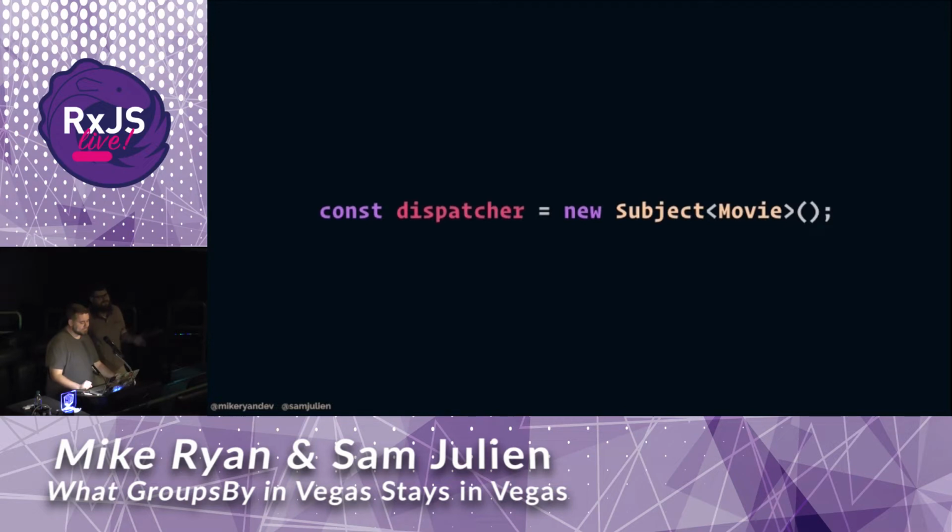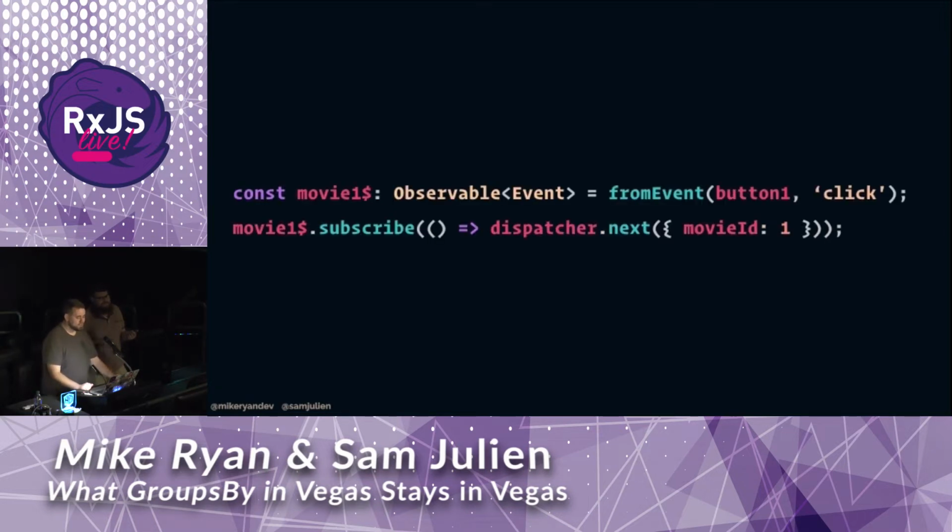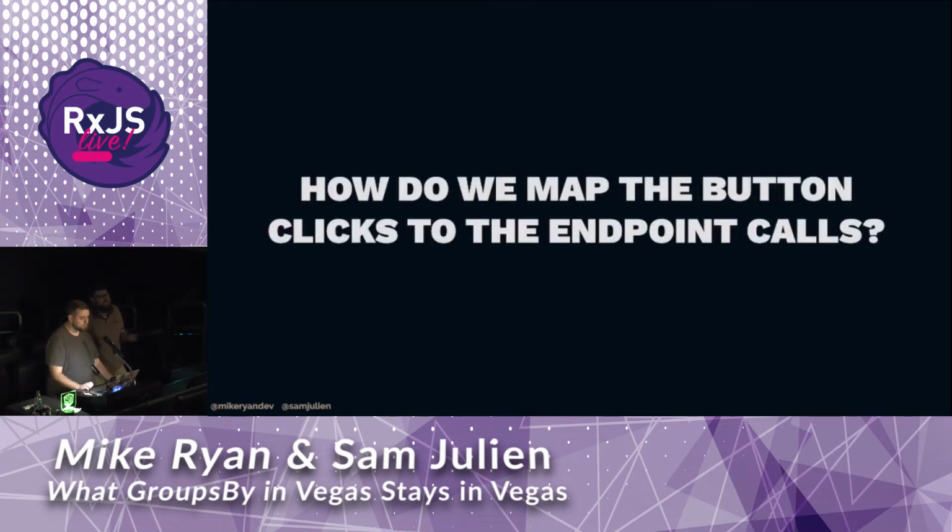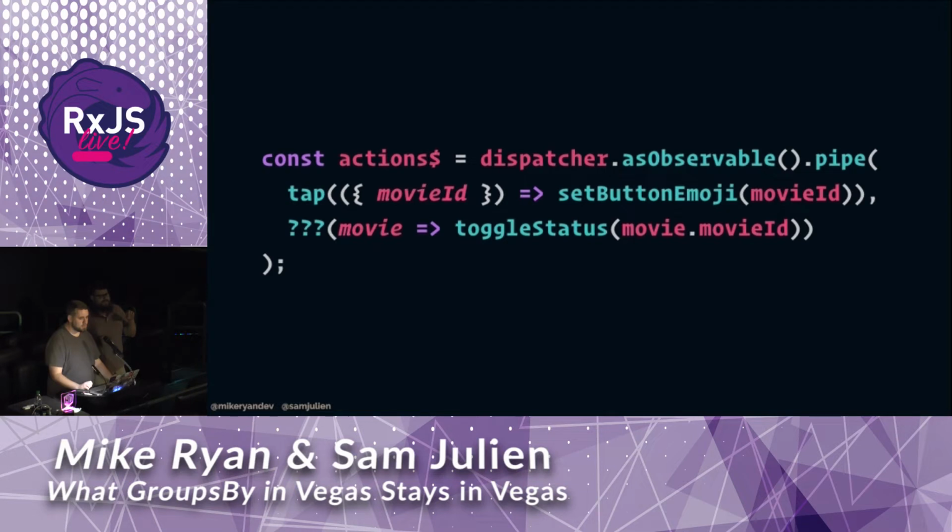So first we're going to have our dispatcher, and it's just going to be a subject with the type of movie. And then we've got to capture those clicks somehow from the buttons. So we're going to first create an observable from the button clicks. And then on each of those clicks, we're going to dispatch an action, which basically just has the movie ID. So the tricky part is, how do we map the button clicks to the endpoint calls? We think we have some idea how to do this.